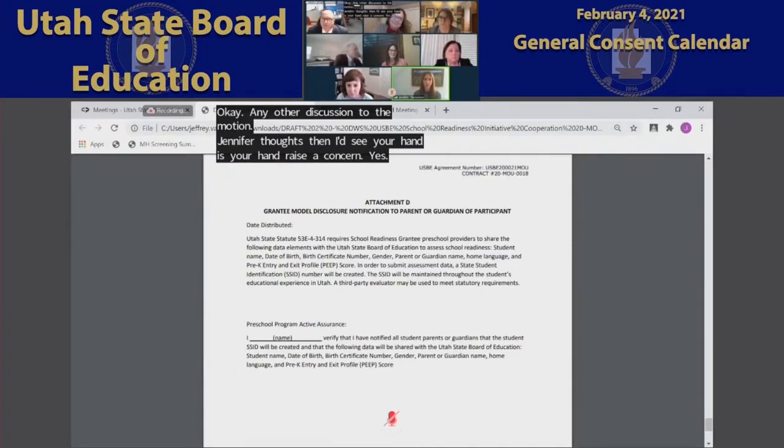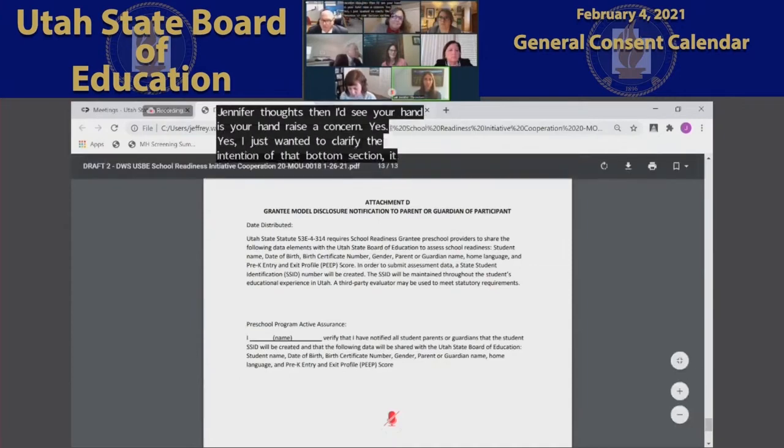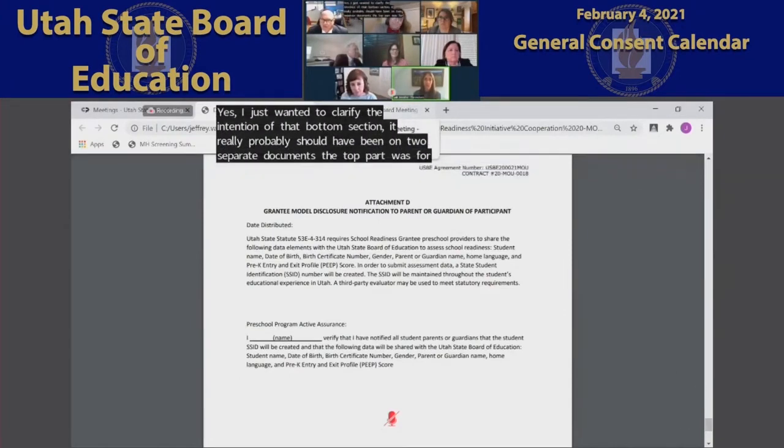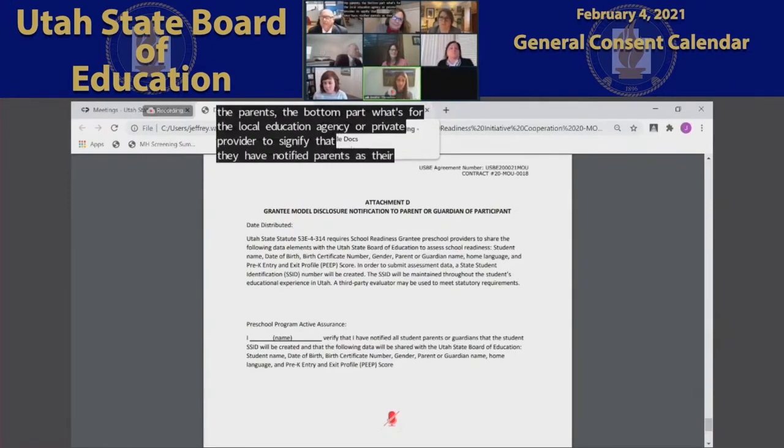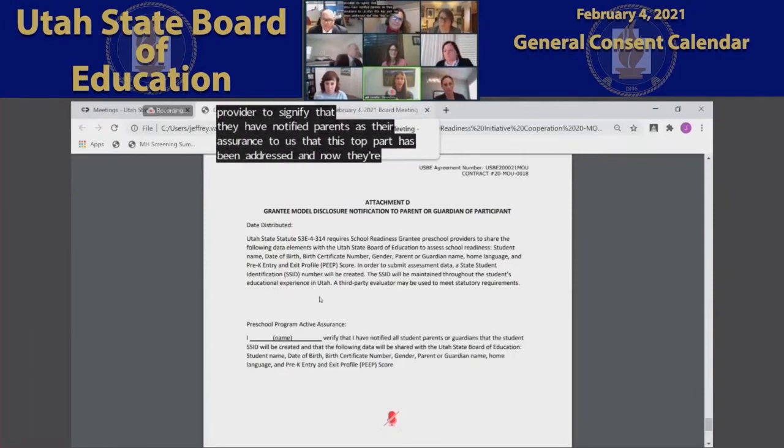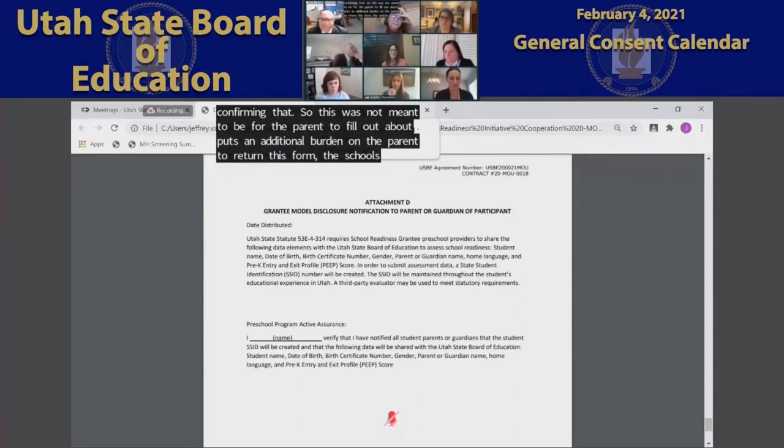So this was not meant to be for the parent to fill out. That puts an additional burden on the parent to return this form, and on the schools to track down the form if it doesn't get returned. This was meant to be a notification document. This is now becoming like a release form of some sort of notification. So I just wanted to highlight the differences between what we had previously, which I can totally understand why it's not clear, and what is being proposed with Board Member Earl's motion.